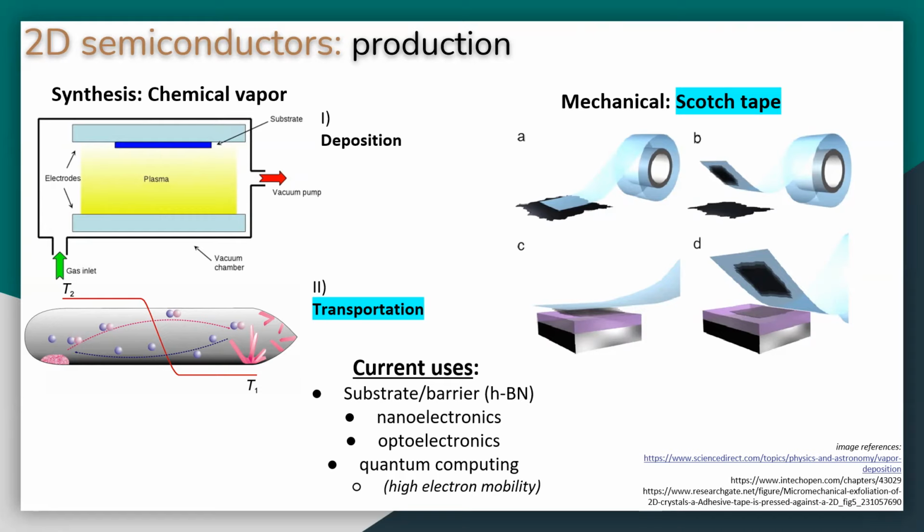Once the crystals have grown in bulk, they can be exfoliated into their layered components by using the mechanical cleavage method, aka the scotch-tape method, in which the crystal sits on a substrate and the layers are extracted with tape by hand. And so now that we have a means of producing 2D semiconductors, they have been shown to have use as substrates, application in nanoelectronics and optoelectronics, and theoretically quantum computing because of their high electron mobility.